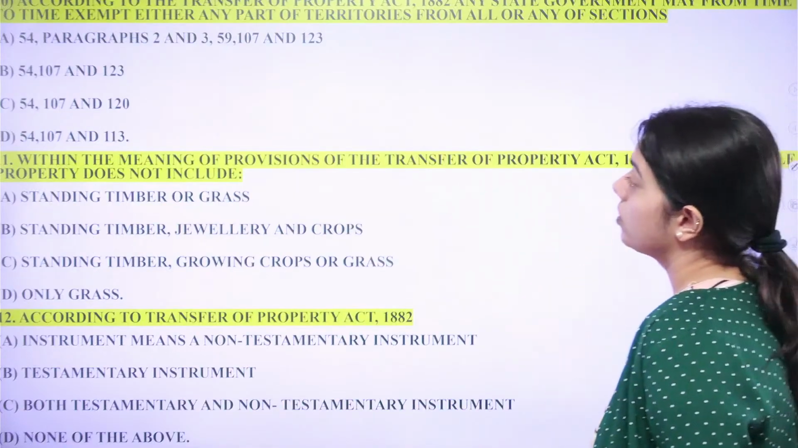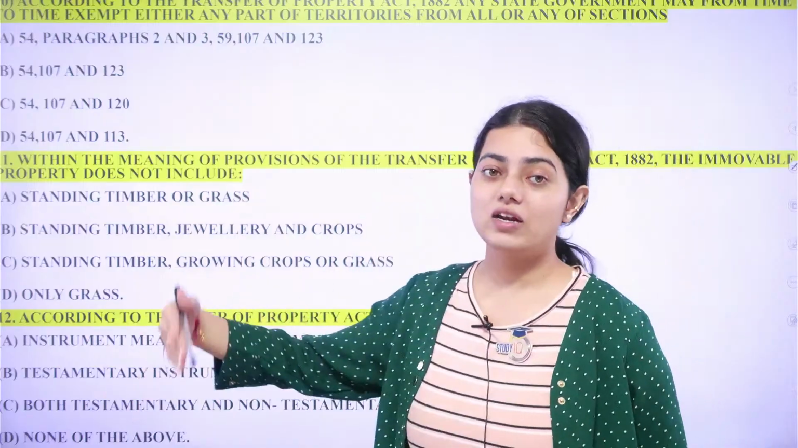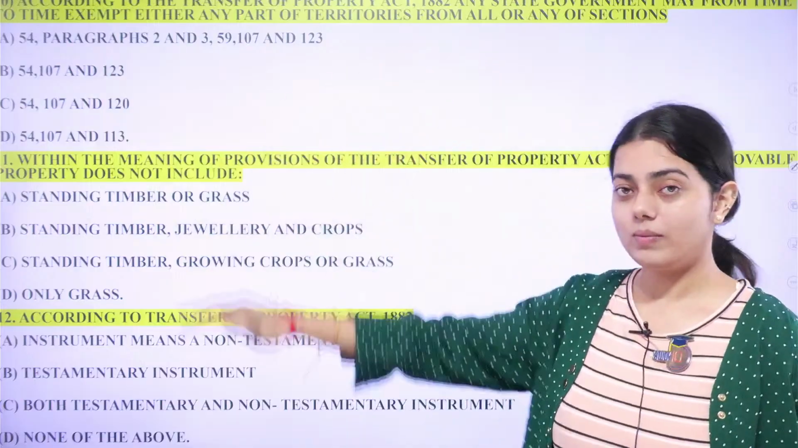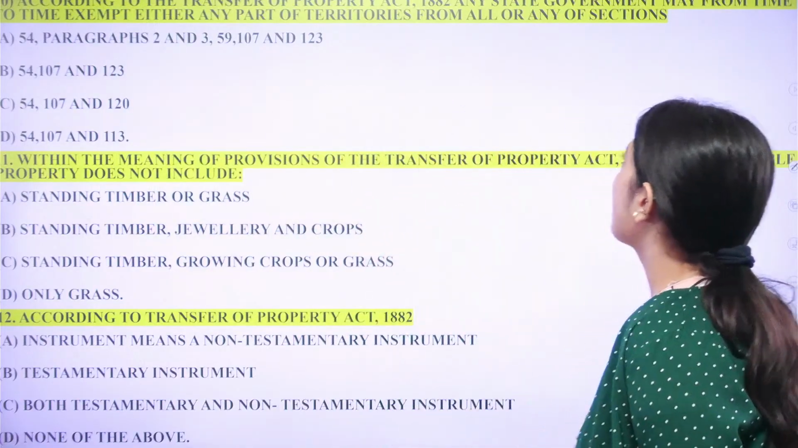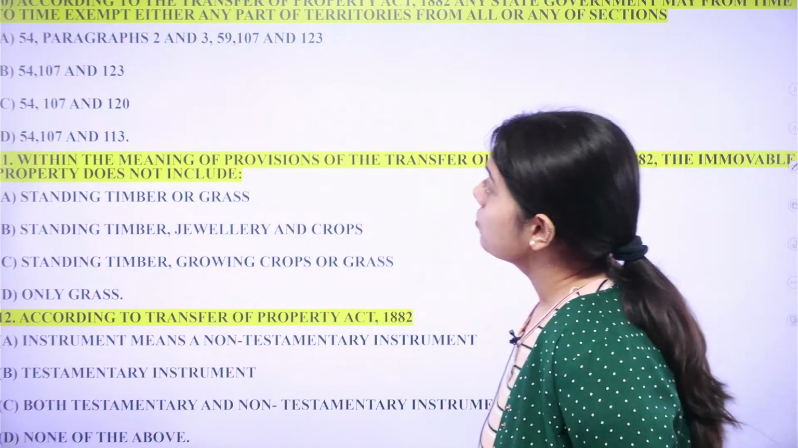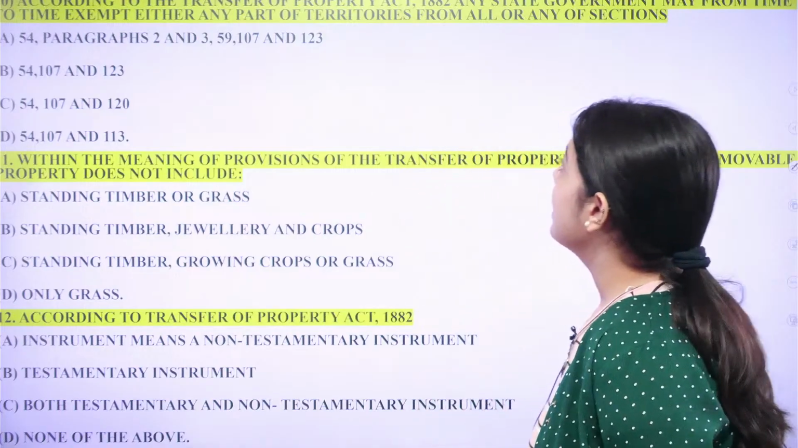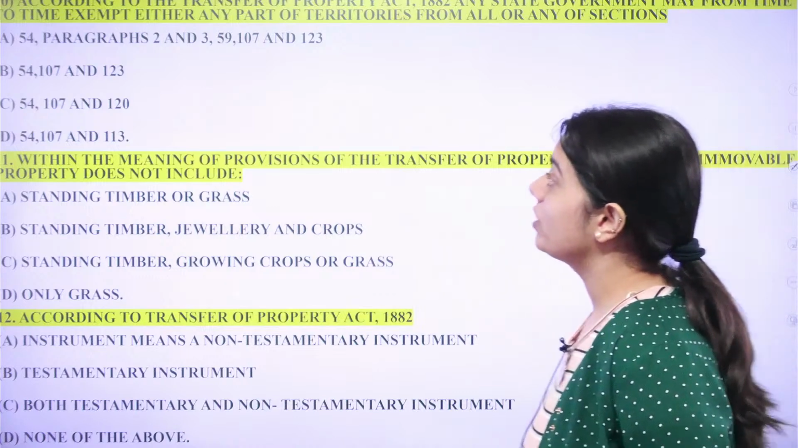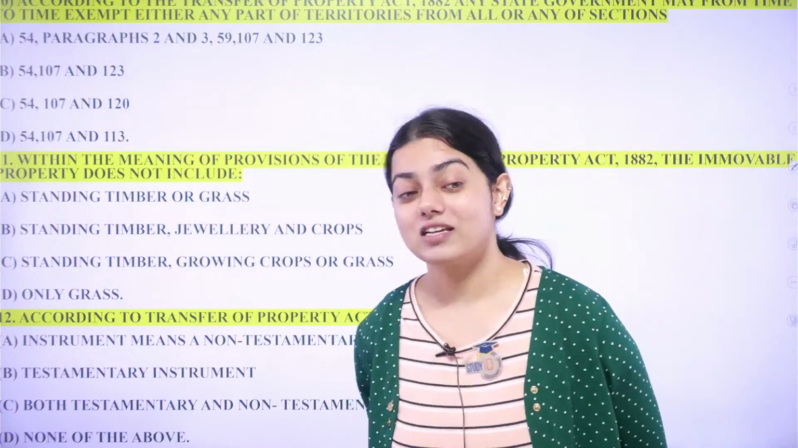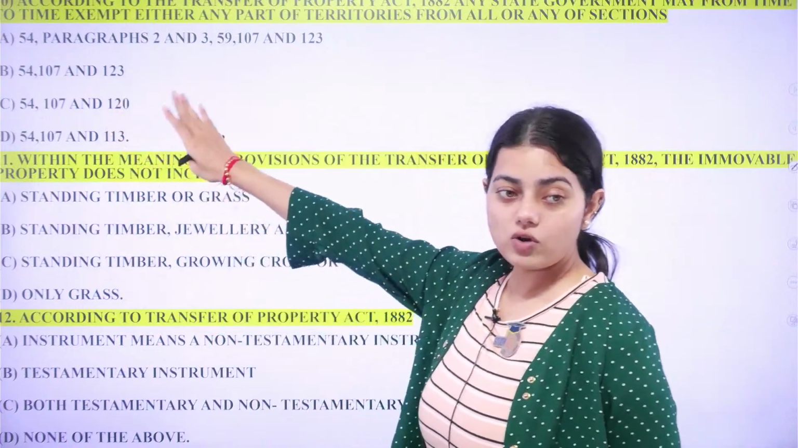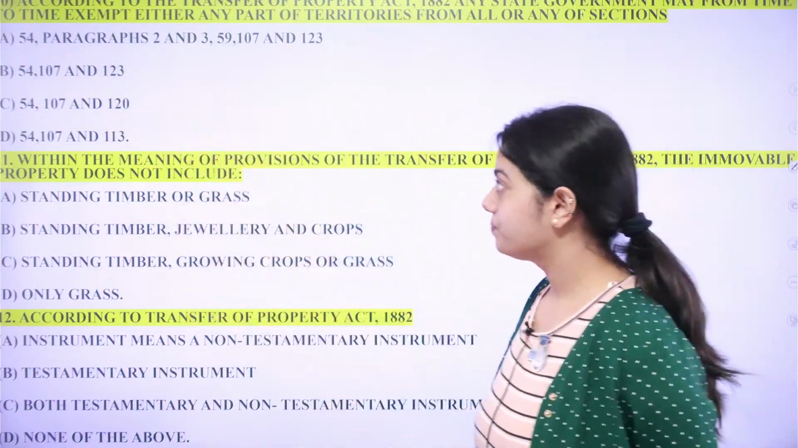Let's move forward. One question is missing, which I have added at the end of the slide. You can see this is question number 10, and we can move forward because we will be able to do that question in the end. According to the Transfer of Property Act, any state government may from time to time exempt any part of territories from all or any of the sections. Mind you, I have discussed these sections in the starting, so now you have to answer. This is question number 10. You have to give answers for question number 10.